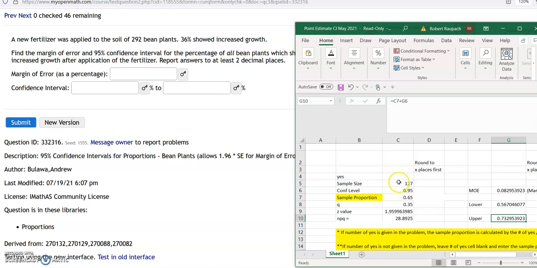Okay, I somehow lost that last one, so let's just do this one. So 292 is the sample size. Yeah, he switched problems on me. Confidence level 0.95. Sample proportion is 0.36, okay?